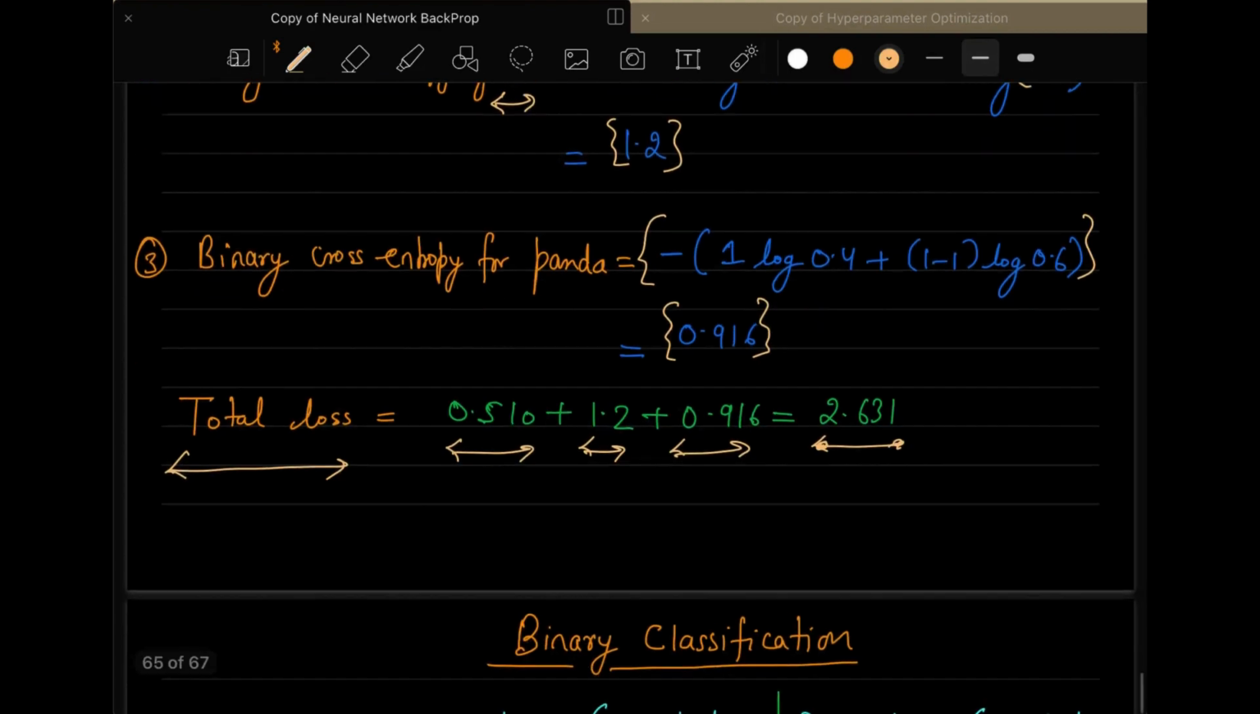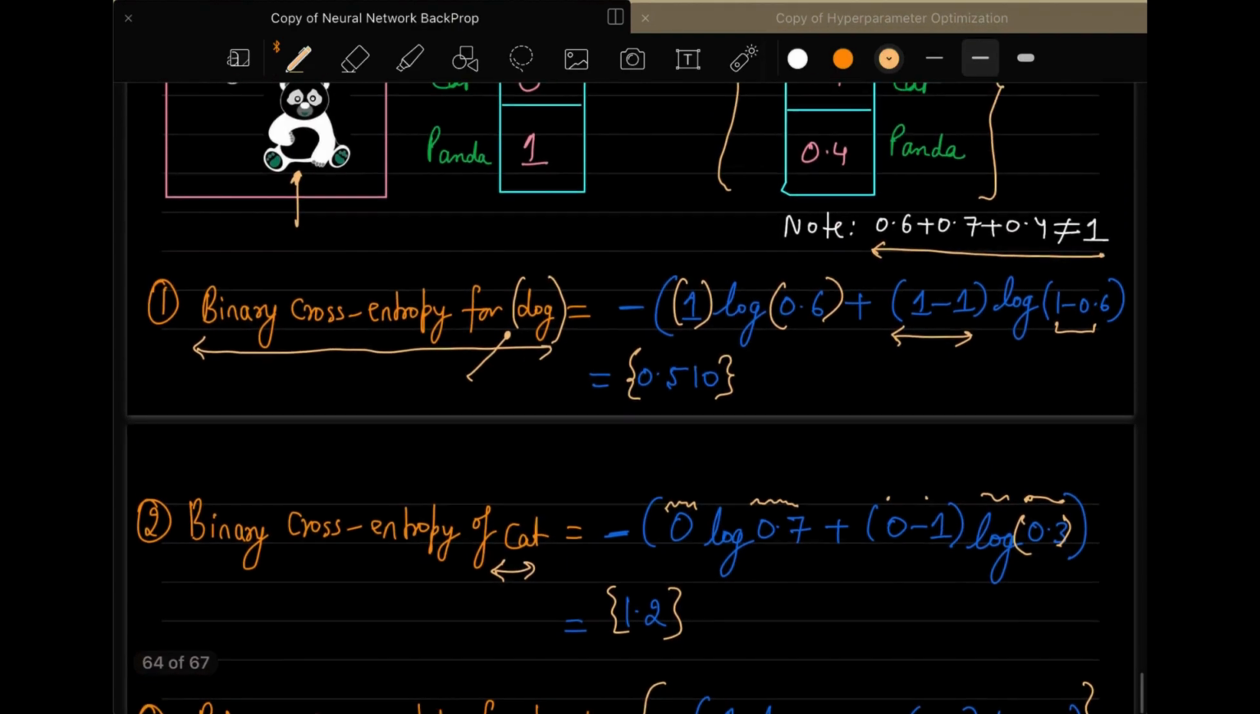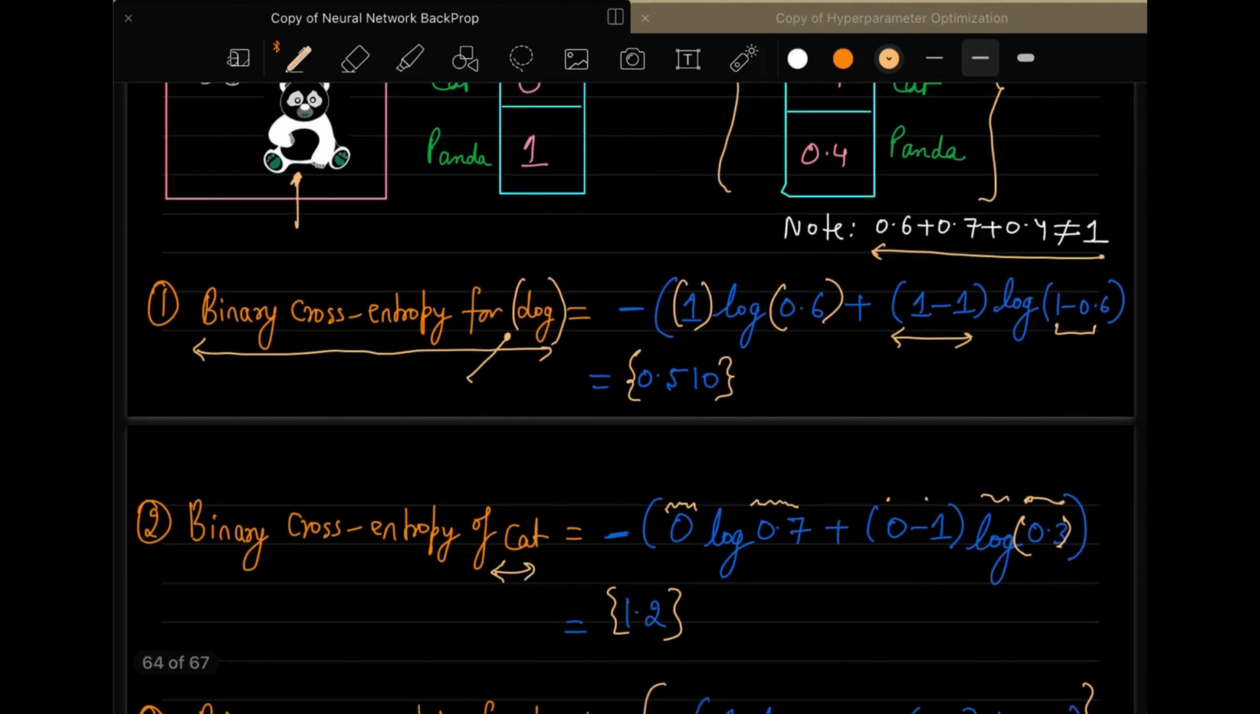Okay, so in some way it is actually doing one versus all classification. If it wants to calculate the loss for the dog, it will assume the dog images as 1, and it will assume all the other images, whether cats or pandas, as 0. Then it calculates the binary cross entropy for this particular class, that is dog. Similarly, when it calculates the binary cross entropy for cat, it will assume all the images corresponding to cat as label 1, and all the images other than cat as label 0.